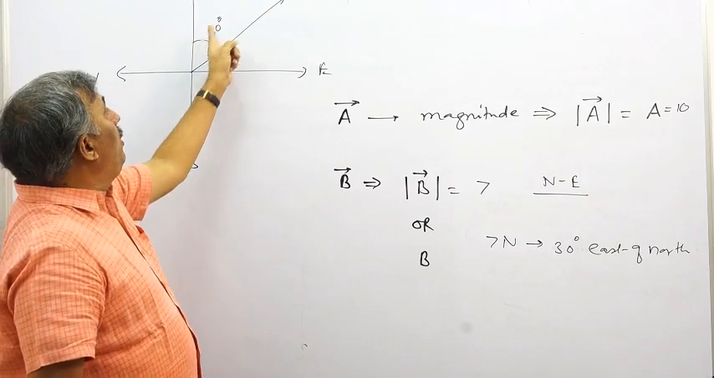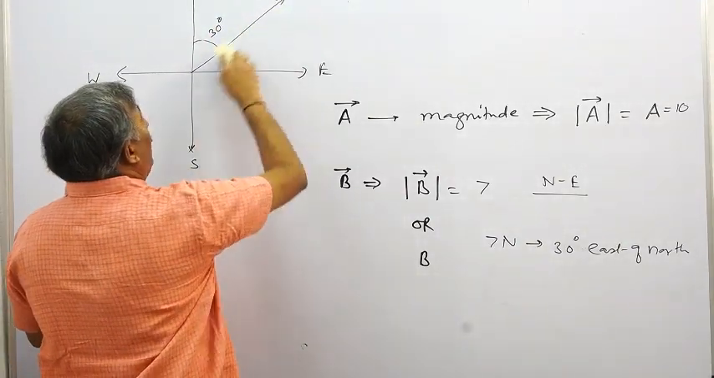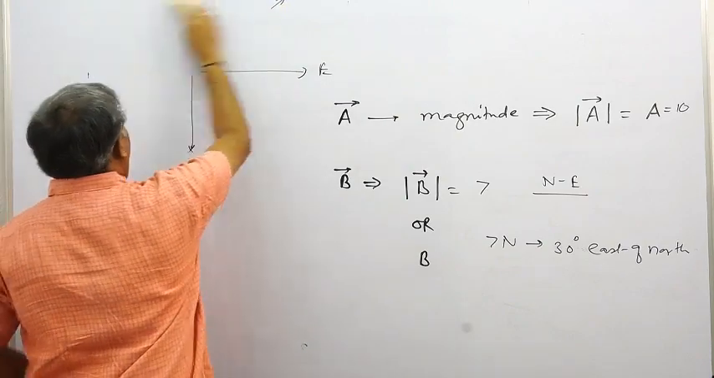Angle gives direction with an arrow, and magnitude is the length of this particular segment.